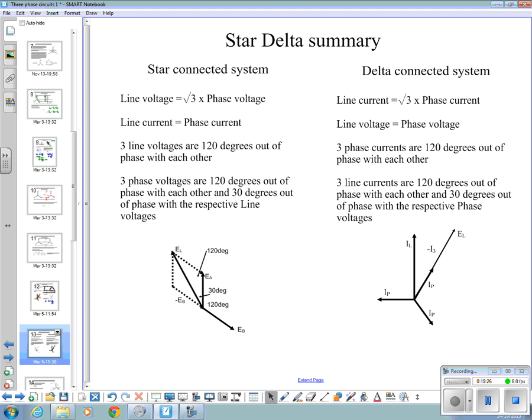Delta connected system, line current is root 3 times the phase current, line and phase voltages are equal. 3 phase currents 120 degrees out of phase with each other, 3 line currents 120 degrees out of phase with each other, and 30 degrees out of phase with their respective phase currents. Alright?